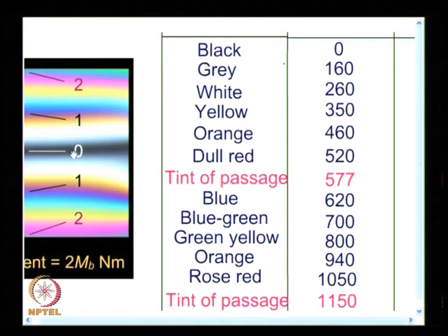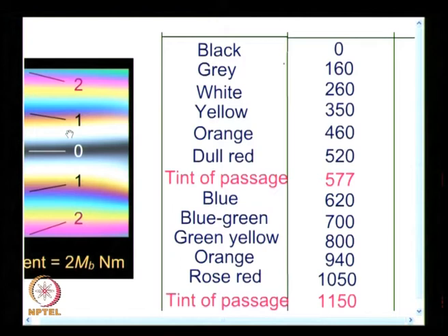From 0 to 1 you have a color sequence like this, and from 1 to 2 you have blue, blue green, green yellow, orange and rose red. So, if you are focusing on a particular point of interest, and we make some modification in the optical arrangement, the color sequence will tell you whether the fringe order increases or decreases at the point of interest.